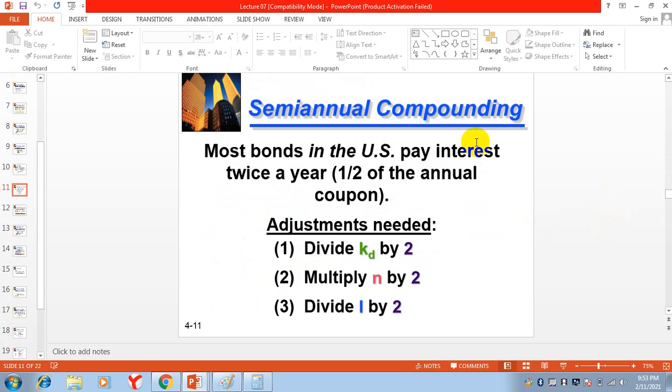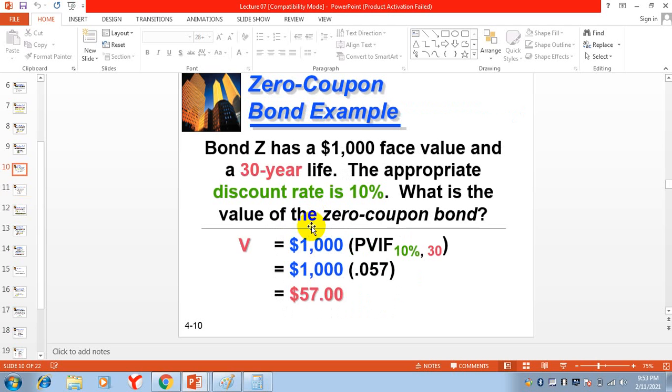Today we are going to discuss semi-annual compounding. If there is semi-annual compounding, it means you are receiving interest after 6 months. Most bonds in the US pay interest twice a year, 1/2 of the annual. Now some adjustments are needed in the calculation.